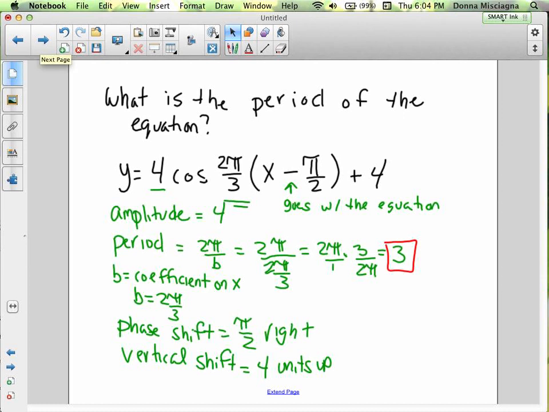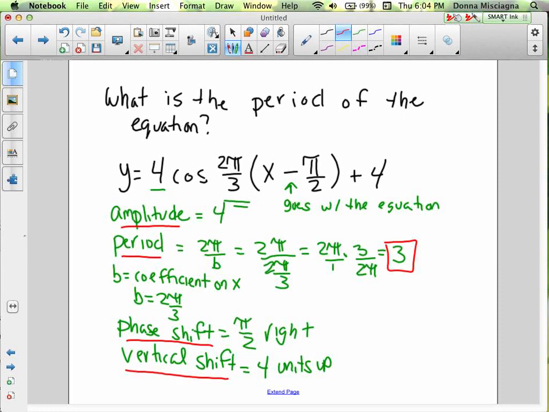But since we were able to answer amplitude and phase shift and vertical shift as well from this equation, I figured it was a good opportunity to review those 3 things. All right? So amplitude, as a reminder, is the coefficient in front of sine or cosine. Period is found by taking 2 pi dividing by b. Phase shift is what's added to x after b's been factored out. But remember, minus means to the right, plus means to the left. And vertical shift is what's added to the whole function. If it's a positive, it's up. If it's a negative, it's down.